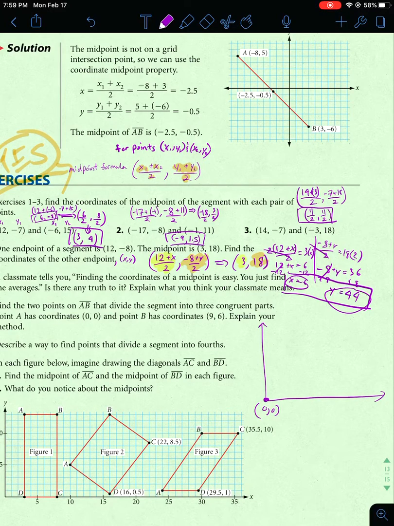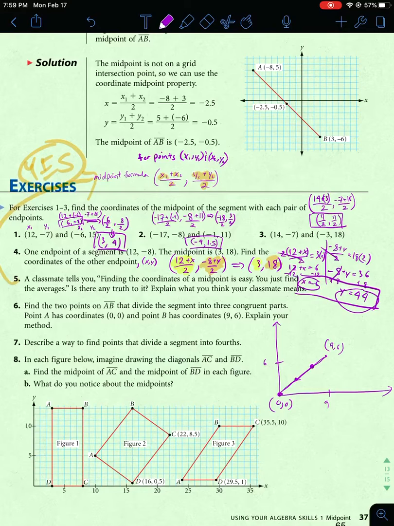There's 0, 0, and 9, 6. Maybe that's right there. Somewhere along this line has to be a point here and a point here. So there's kind of 2 midpoints happening. One goes along this side, for which this orange point will be the middle. And the next one is going here to here, in which the green point will be the middle. So, I gotta think. Do some more sketching. 1, 2, 3.